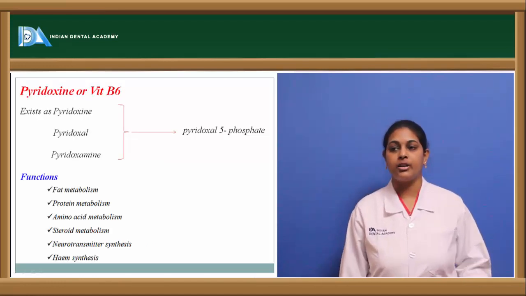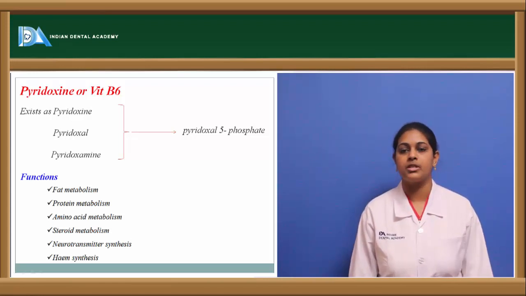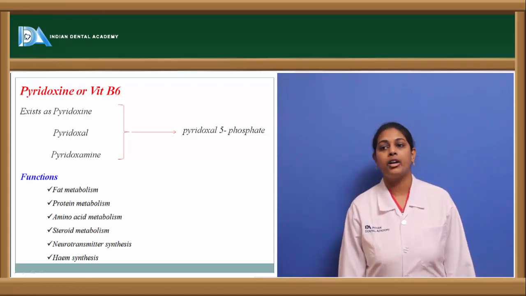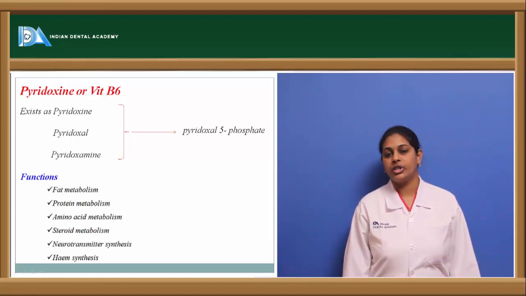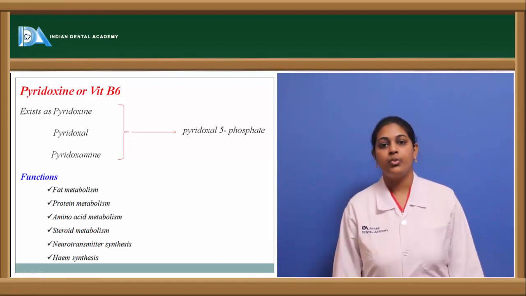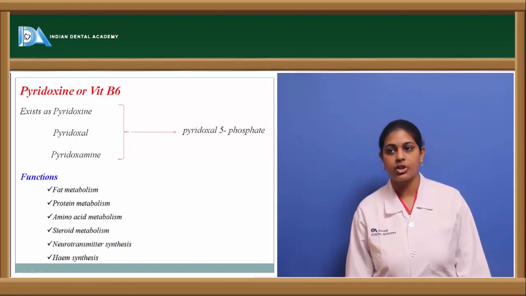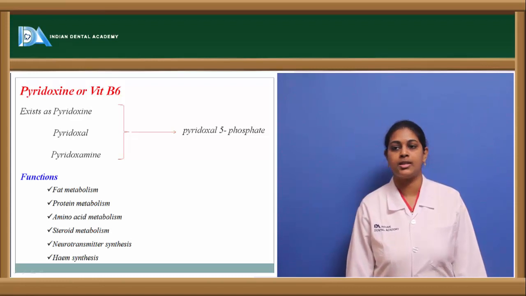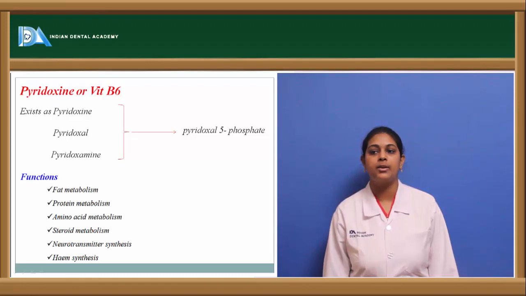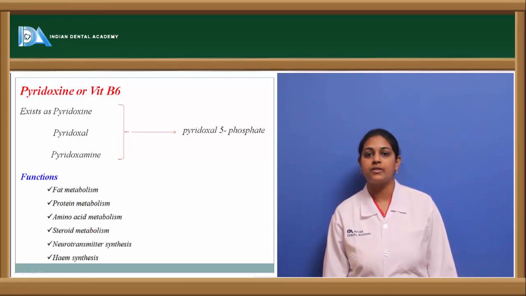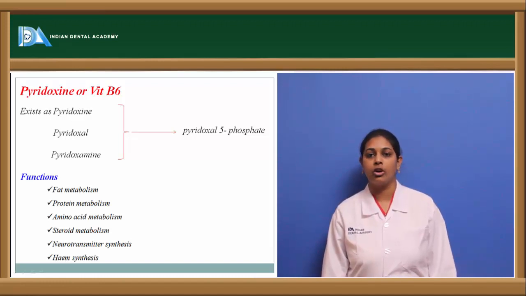Coming to the next vitamin, it is vitamin B6, also known as pyridoxine. It is usually available in 3 forms: pyridoxine, pyridoxal and pyridoxamine. These are inactive or bound forms, which become functionally active when they are converted to pyridoxal 5-phosphate. The major functions of pyridoxine are in fat metabolism, protein metabolism, amino acid metabolism, steroid metabolism, neurotransmitter synthesis, as well as in the synthesis of the heme part of hemoglobin.